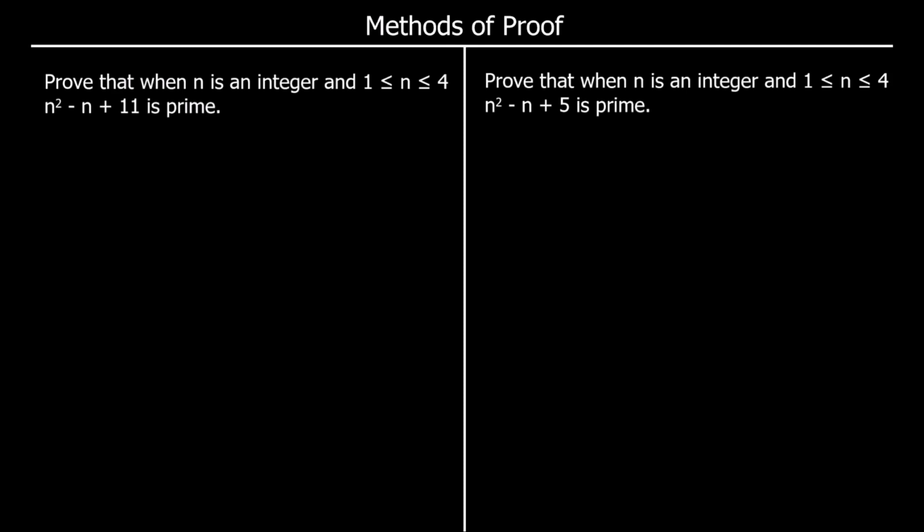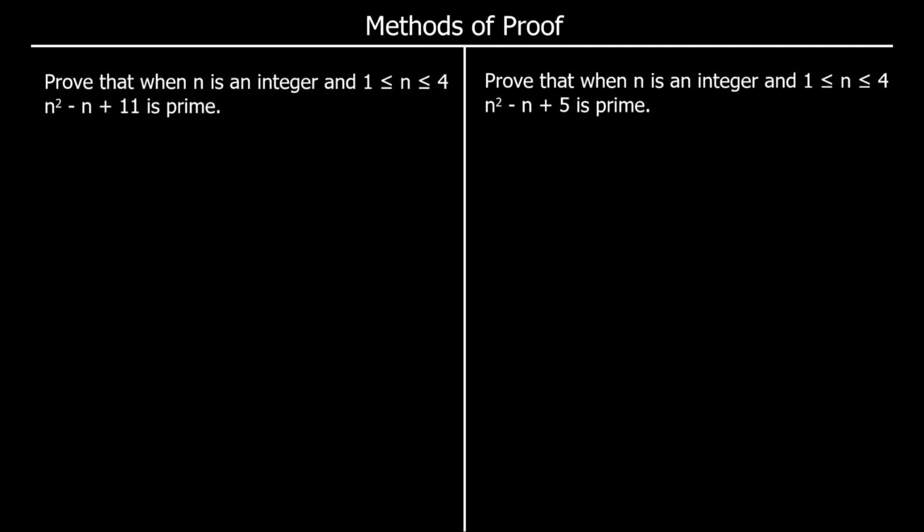In this video, we're looking at other methods of proof. Here we've got proof by exhaustion. When we're doing a proof by exhaustion, we are trying different possibilities, and if all the possibilities are covered, then we have proved it.